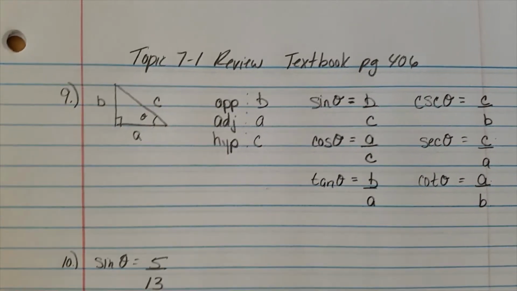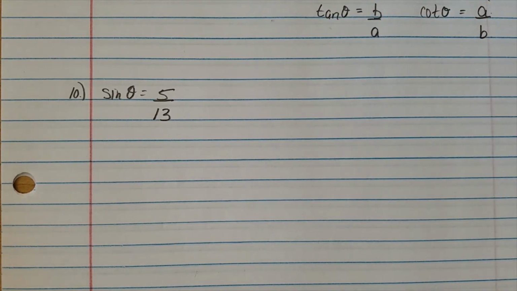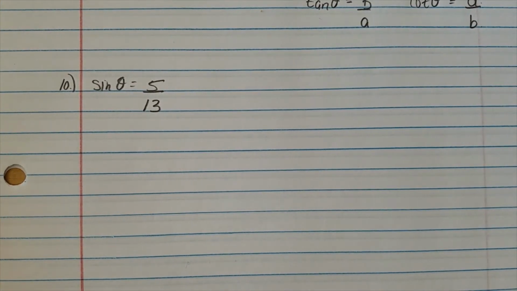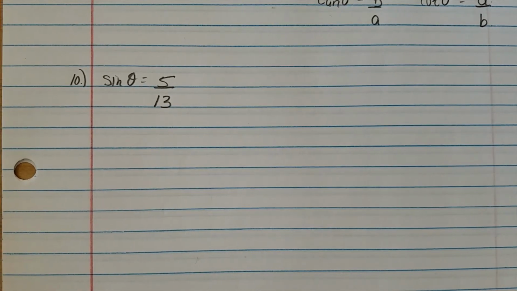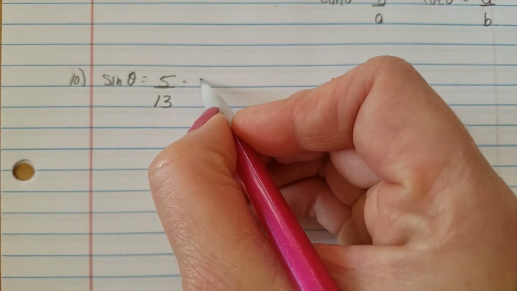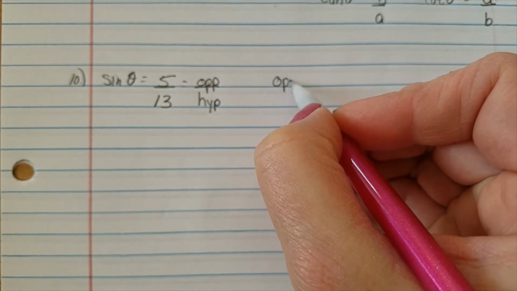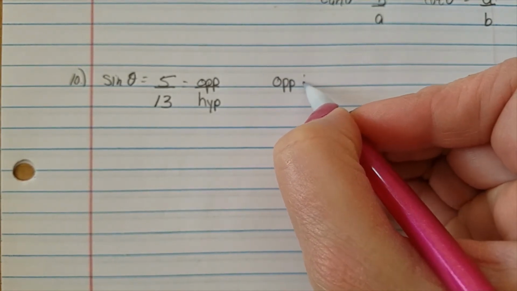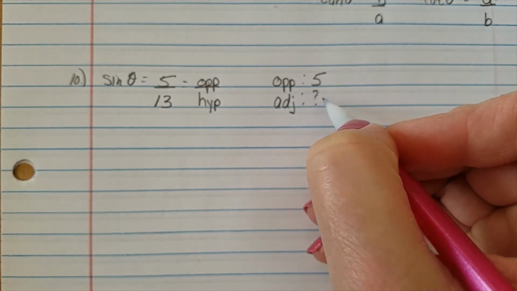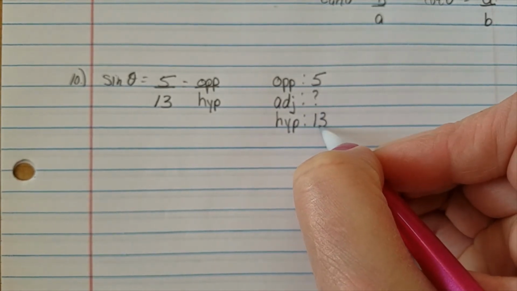Okay, let's take a look at 10. We are given sine of theta equals 5/13. Well, if I want to find my other 6 trig ratios, I think I might need a little bit more information. Let's see what we've got. We know sine is opposite over hypotenuse. So that means my opposite is 5. My adjacent, well, I don't know. And my hypotenuse is 13.